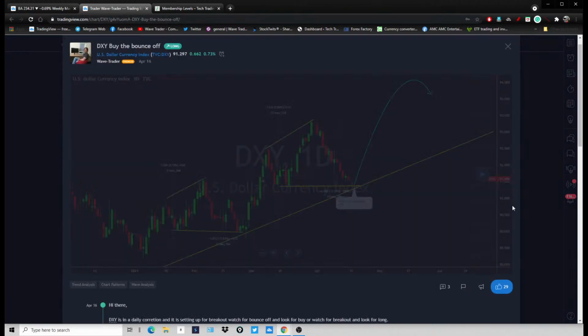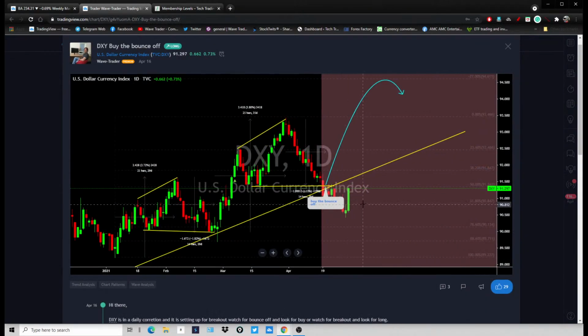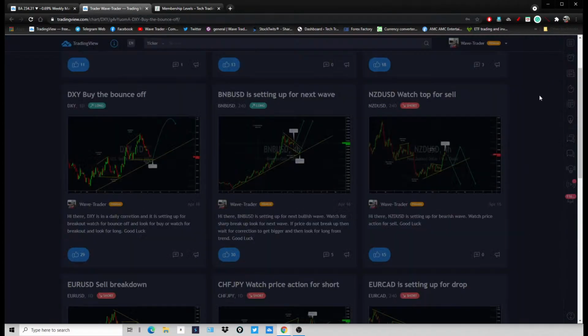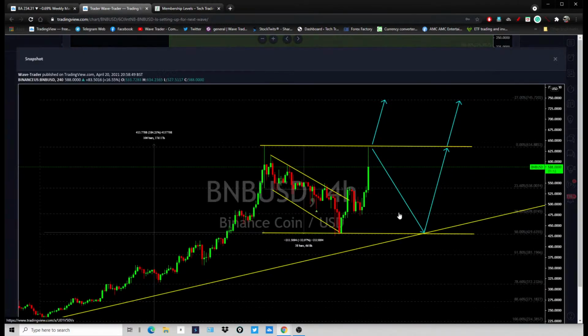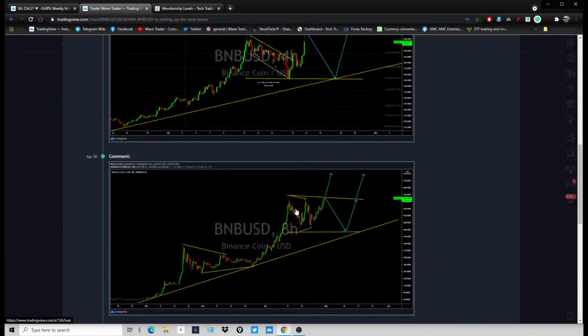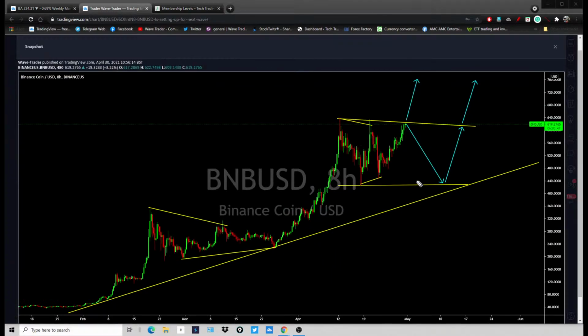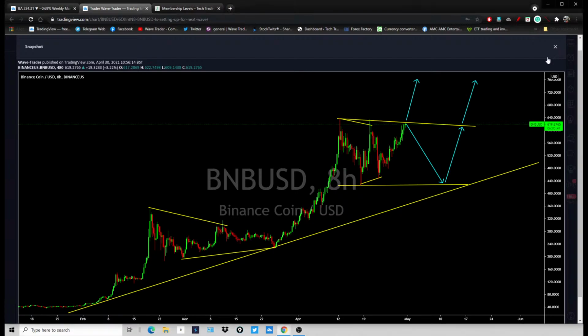So dollar index, we got a breakout. Updated chart is there. We have just seen that. All right, and BNB USD also broke out for the next wave higher. Updated chart was there. Okay, last week we were expecting it to tag that low and then go higher. Yeah, we didn't see corrections, it just keeps breaking higher. So we're gonna look at the updated chart too.